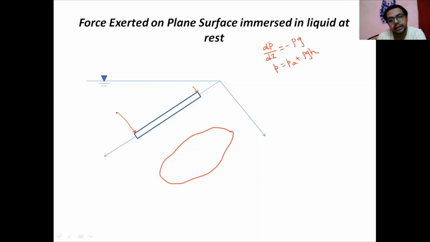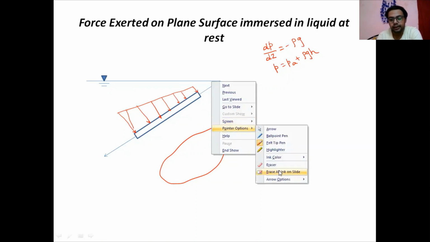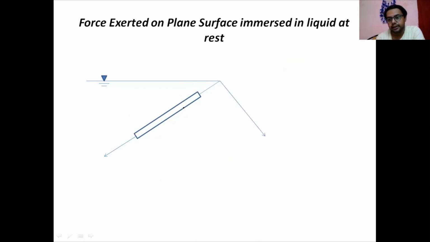So the pressure variation is like this, trapezoidal. In this way the pressure is varying, so at different places there is a different pressure. Because of this variable pressure, we have to find out the total force exerted over the plane surface, what the force value is, and where it is acting. This is our consideration, so we will consider this now.